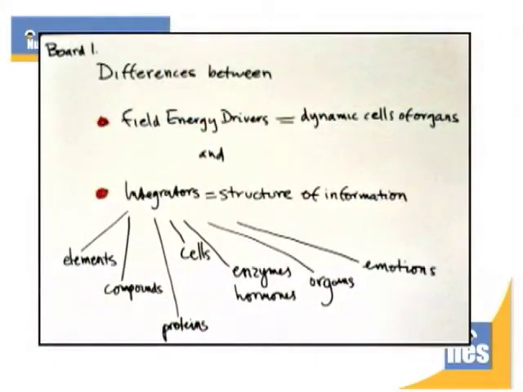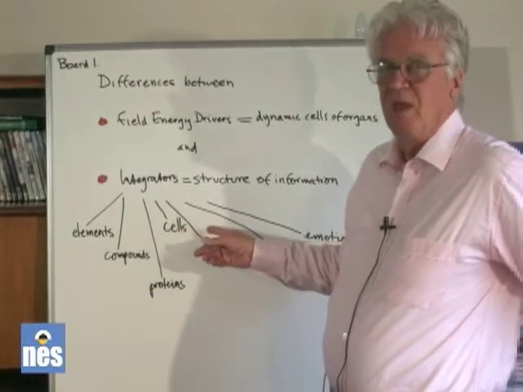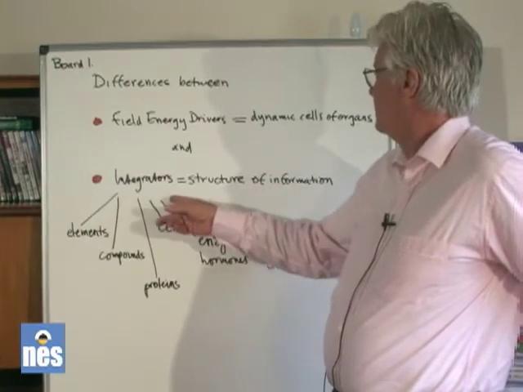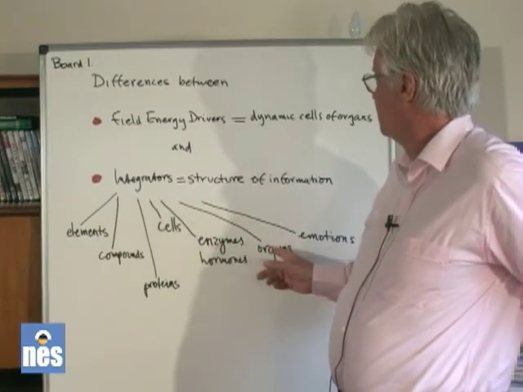First of all, as you see on this diagram, we have elements going on to compounds, proteins, amino acids, cells, enzymes, hormones, other messengers, and so on. Then at last we get to organs.